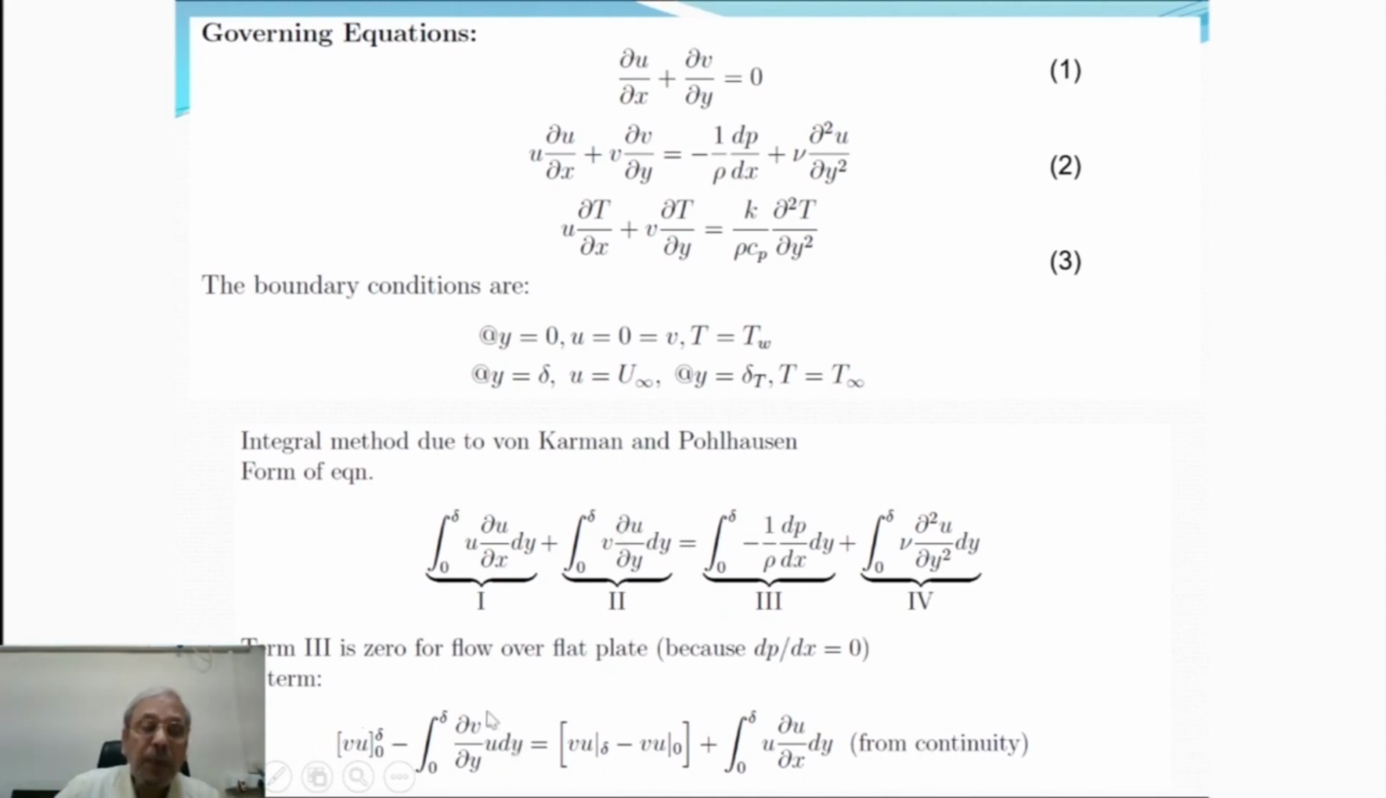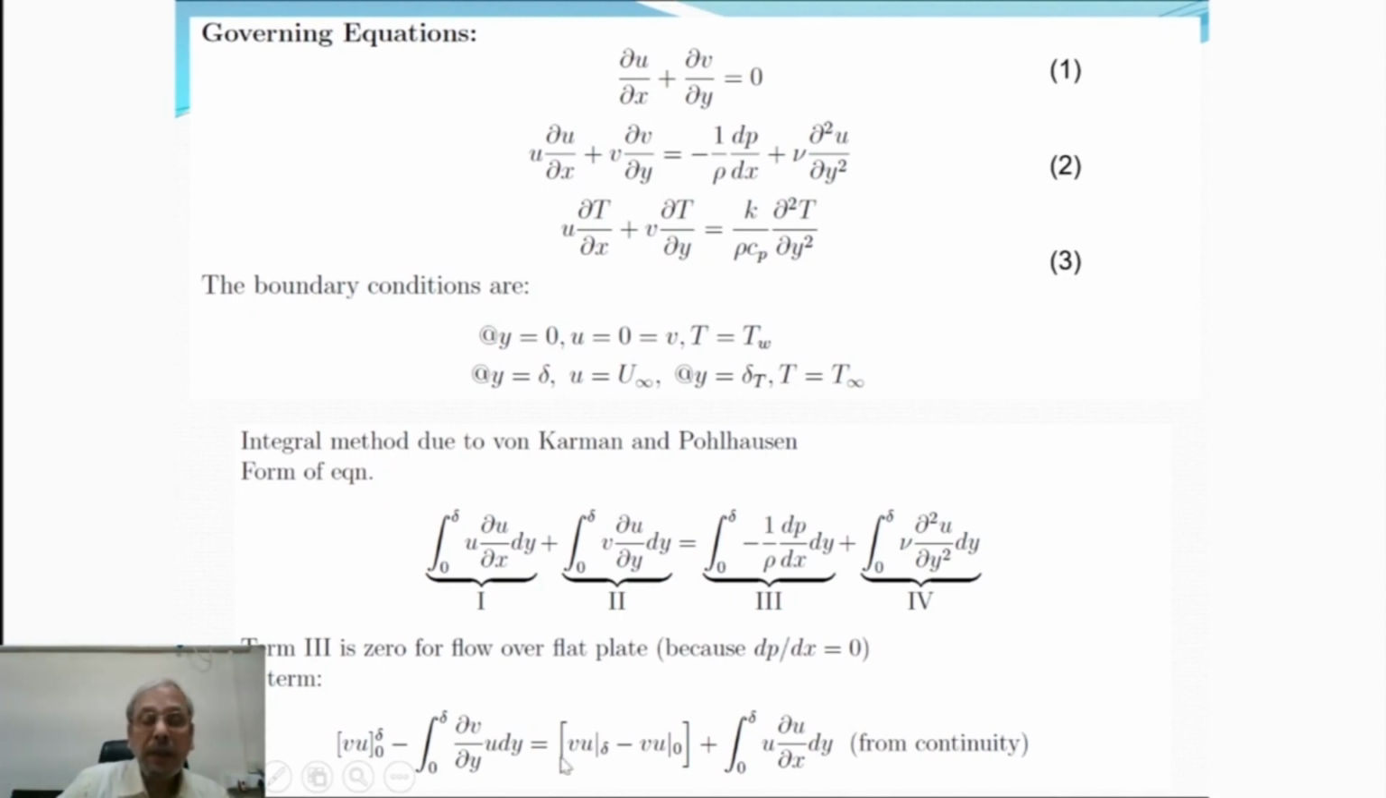By applying integration by parts we got del v del y into u, entire thing into dy, but we can now substitute del v del y by minus del u del x. So integration 0 to delta of u del u del x dy, that comes from the continuity equation. The continuity equation is del u del x plus del v del y equal to 0. So del v del y is minus del u del x. So this becomes plus, we can write plus integration 0 to delta of u del u del x dy.